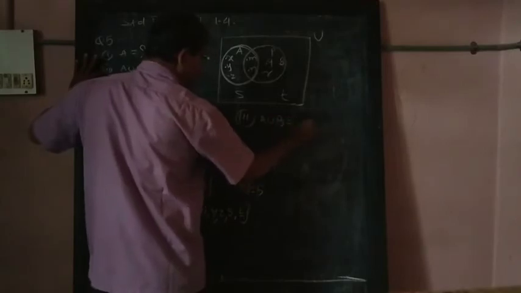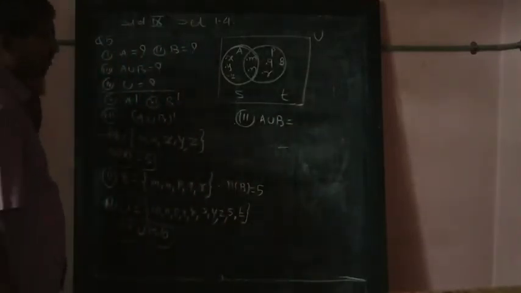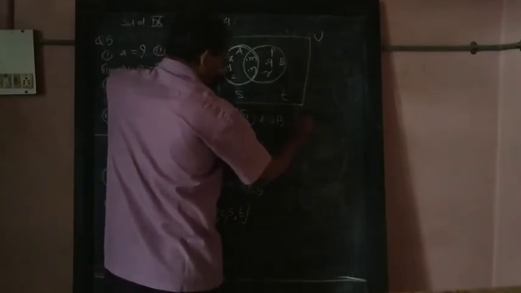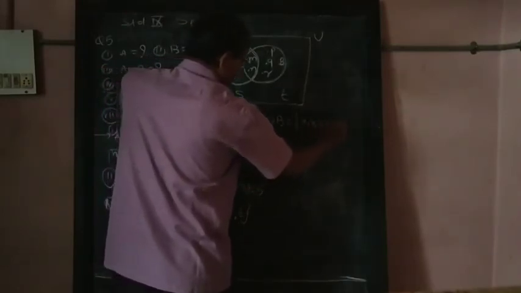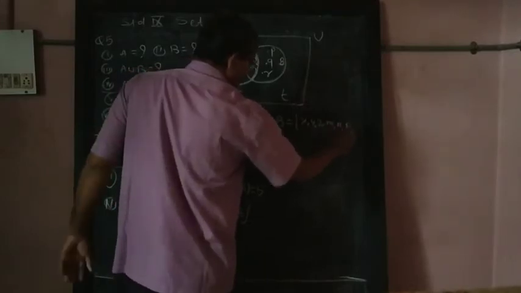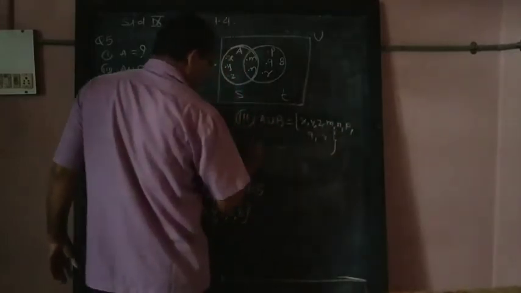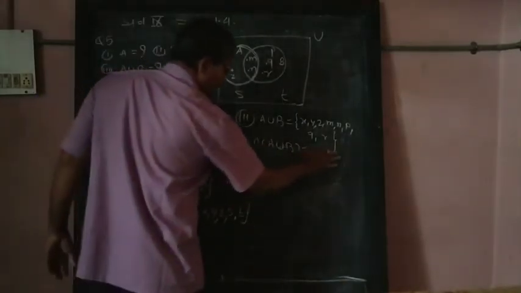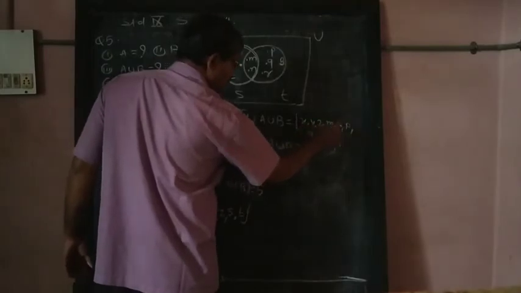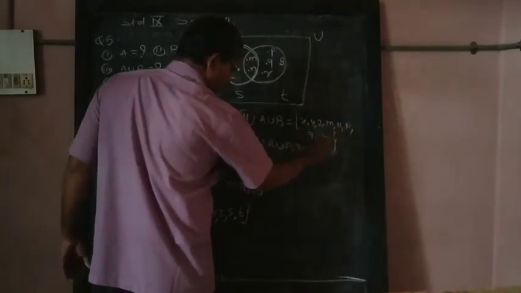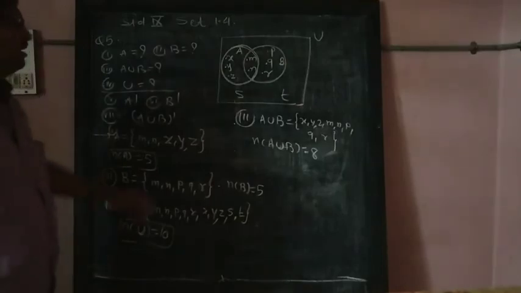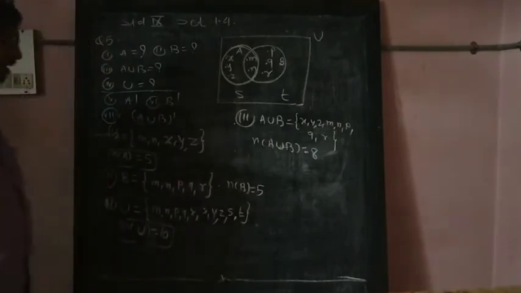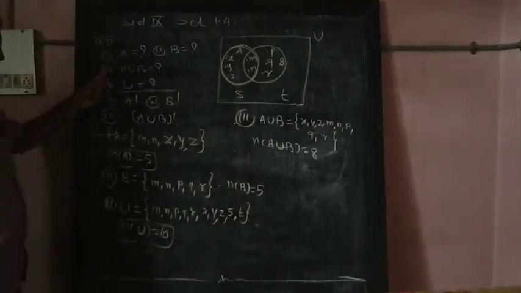A union B. A union B means M and N are found in both, so we will take them a single time: X, Y, Z, M, N, P, Q and R. Therefore, if you want A union B, you can write the total number of A union B. How many are there? 1, 2, 3, 4, 5, 6, 7, 8. Number of elements here is 8. So this is the answer of question number 3.